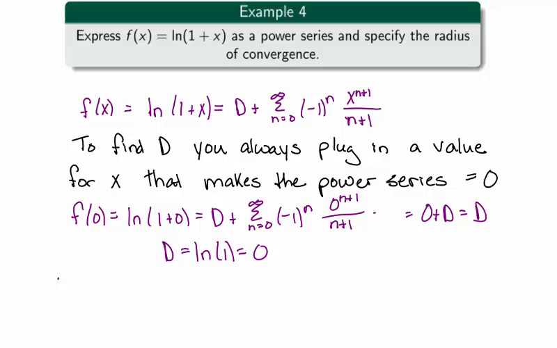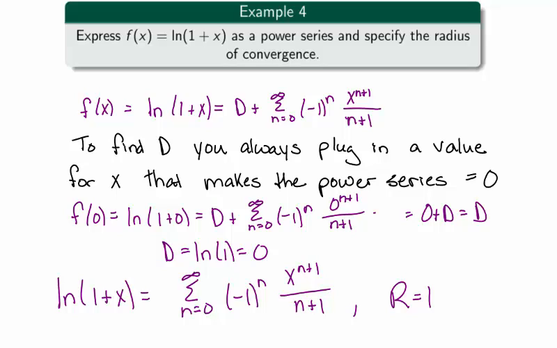Therefore, d equals the natural log of 1, which equals 0. The final answer is the natural log of 1 plus x equals the sum n equals 0 to infinity of negative 1 to the n times x to the n plus 1 divided by n plus 1, where the radius of convergence is 1.